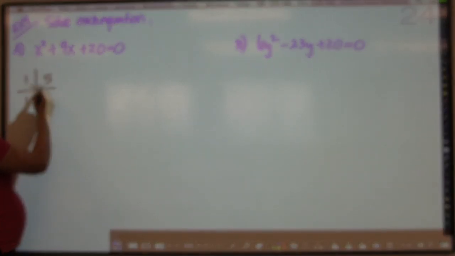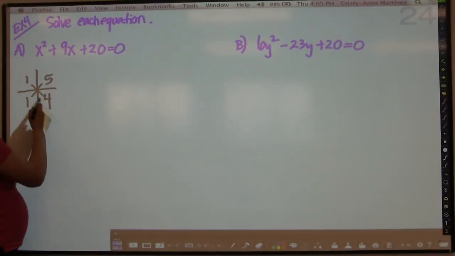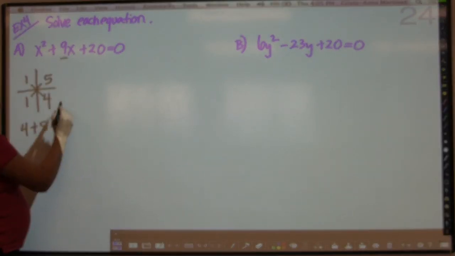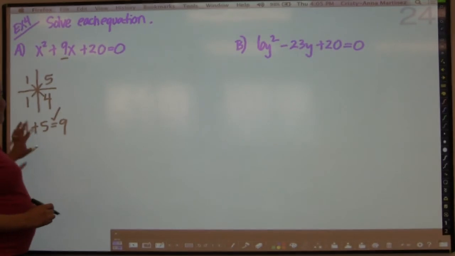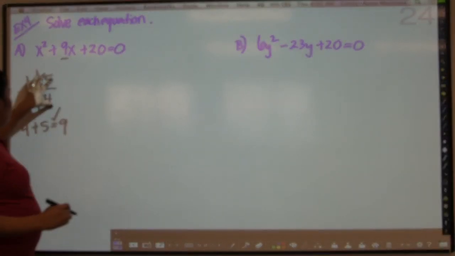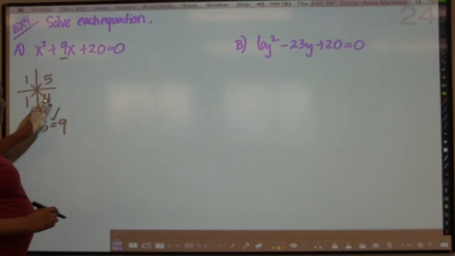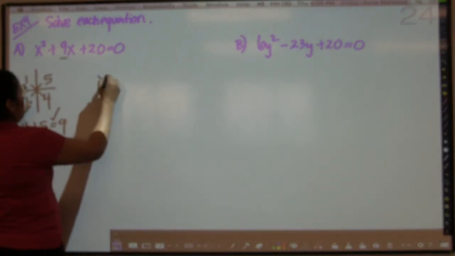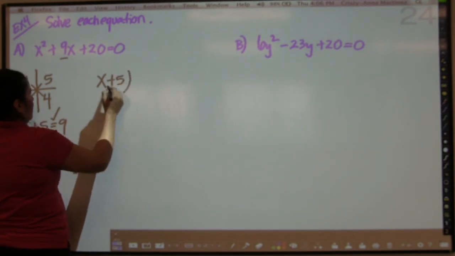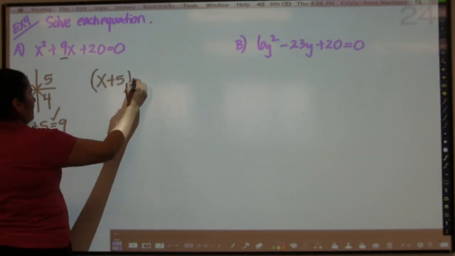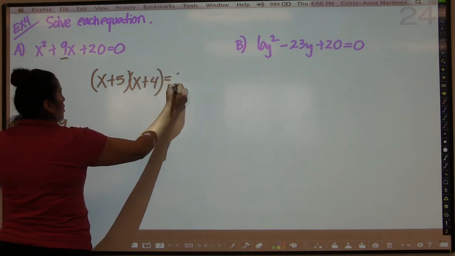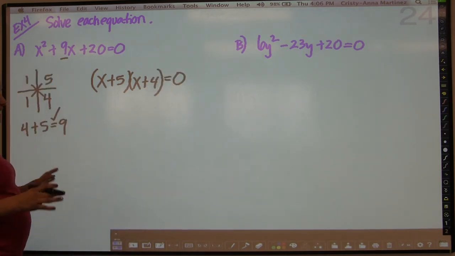And when I multiply my diagonal, just to make sure everything's okay, 1 times 4 is 4, 1 times 5 is 5. And when I add them together, I do get 9, and that's B, so it works. Once I have the numbers correct in here, remember that this is the variable side, this is the constant side, and my answers go across. So this is going to be 1x plus 5, and my other factor is going to be 1x plus 4 equals 0. So now we factored it.